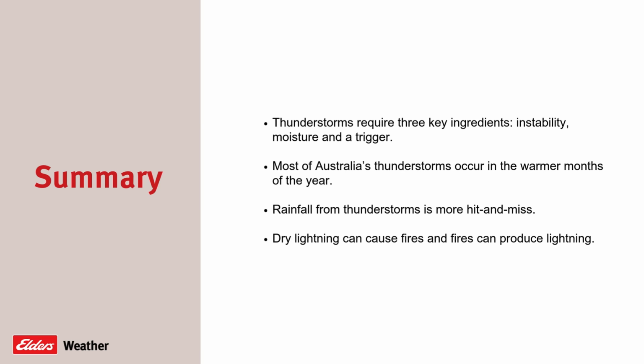Rainfall from thunderstorms is more hit or miss than most other rain-bearing systems, which can make it more difficult to accurately predict how much rain you will see when there's a storm outbreak in your region. Dry lightning can cause fires, and fires can produce lightning. So this season, it's very important to be vigilant and stay aware of when thunderstorms are forecast in your area, and keep track of where they're moving and how they might interact in terms of rainfall and bushfires.